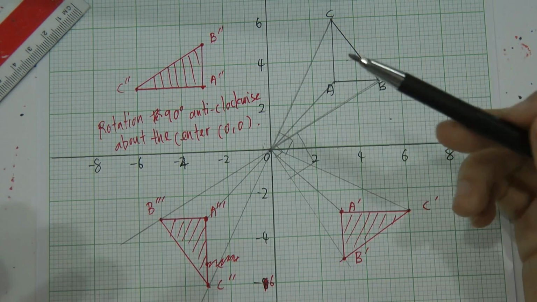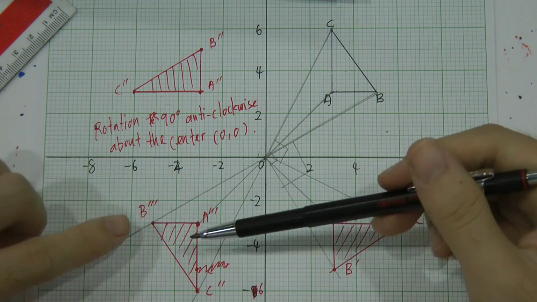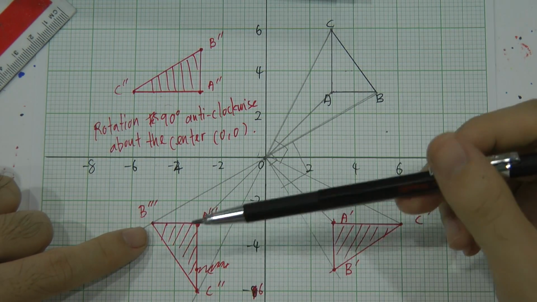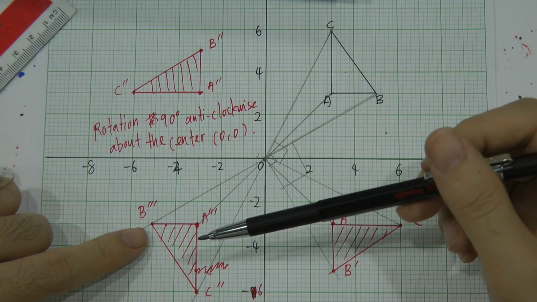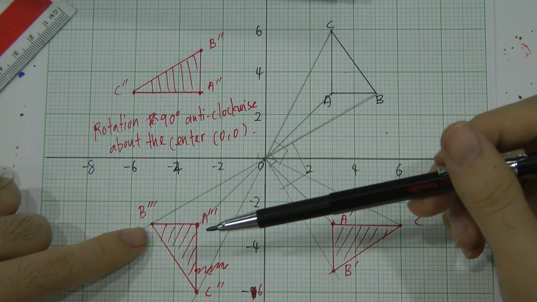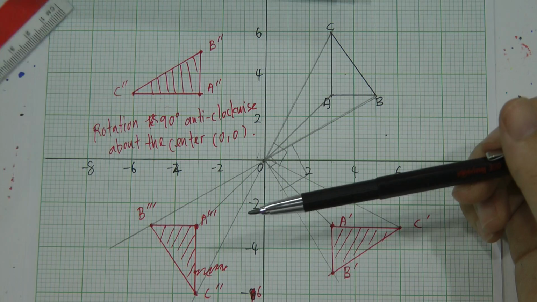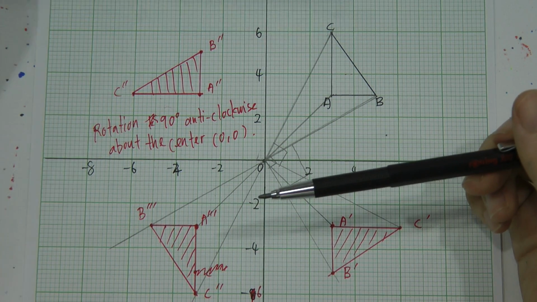Alright, but you must always be careful, because rotation of 180 degrees is different from reflection. A lot of students will think they are the same. They are not the same. If you understand that one, then it will be good.